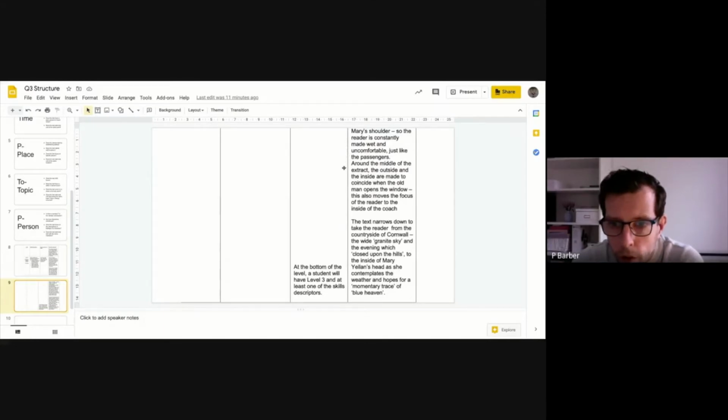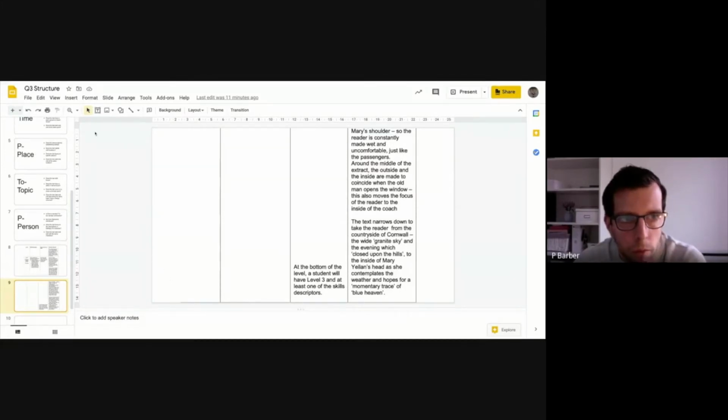Around the middle of the extract, the outside and the inside are made to coincide with the old man opening the window. This also moves the focus of the reader to the inside of the coach. The text narrows down to take the reader from the countryside of Cornwall with its wide granite sky and the evening which closed upon the hills to the inside of Mary Yellen's head as she contemplates the weather and hopes for a momentary trace of blue heaven.